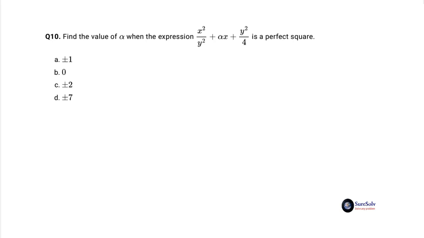Question 10 is, find the value of alpha when the expression x squared by y squared plus alpha x plus y squared by 4 is a perfect square. Option A plus minus 1, option B 0, option C plus minus 2, and option D plus minus 7. Compare the like terms of the given quadratic expression with a perfect square quadratic expression, which is (a plus b) whole square equal to a square plus 2ab plus b square.